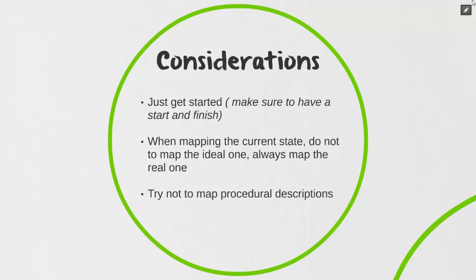Also, when you're mapping your current state, do not map the ideal one, always map what the real one is. What that's speaking to, when you're working with stakeholders and you're trying to map out how the process is operating, it isn't uncommon to have stakeholders share how the process should be operating or that ideal state one. Your obligation is to map out what the true current state is, even if it disagrees with what your stakeholders may be communicating. And try not to map procedural level descriptions.